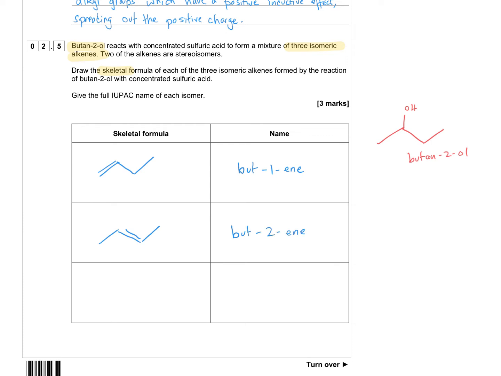But it does tell us in the question that 2 of these alkenes are stereoisomers, which is our clue that we're going to have an EZ relationship. So we can have another version of but-2-ene, but then you need to classify them as E and Z. So the first one I've drawn, where the 2 methyl groups are opposite each other, is E for entgegen, opposite, and the 2 where I've drawn them on the same side is Z but-2-ene, where they are together, on the same side.